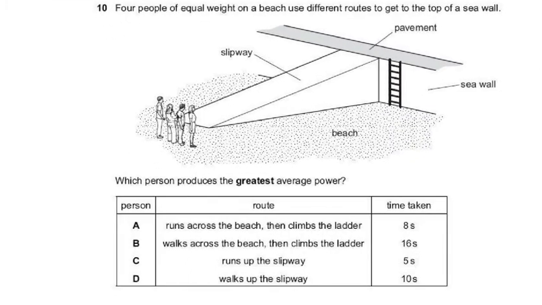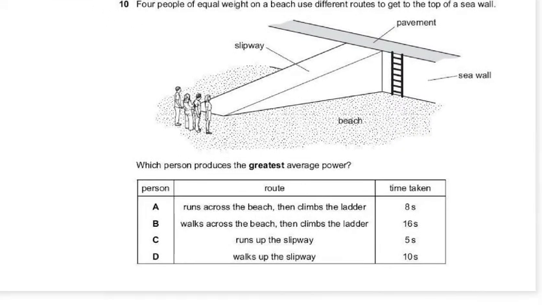4 people of equal weight on a beach use different routes to get to the top of a seawall. All right, so the top of the seawall, that's up here. Some of them are going to use the ladder, some of them are going to use the ramp, which they call a slipway for some reason. Essentially all of this is really kind of irrelevant. It doesn't really matter what path they take. What matters is their vertical distance, right? So they're getting up onto the top of this wall.